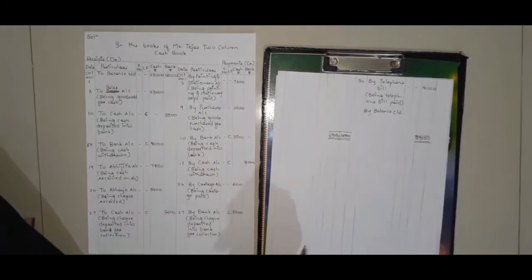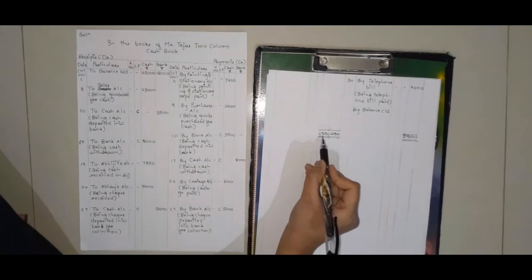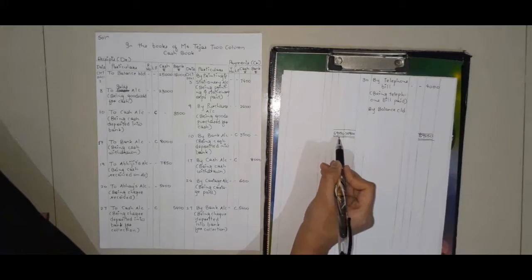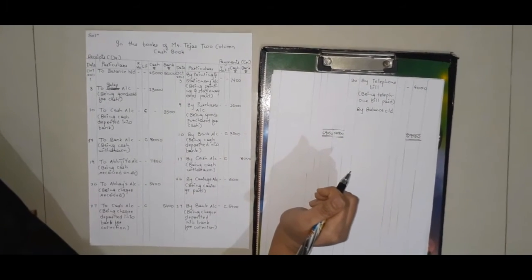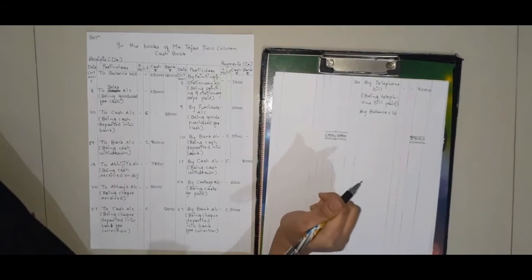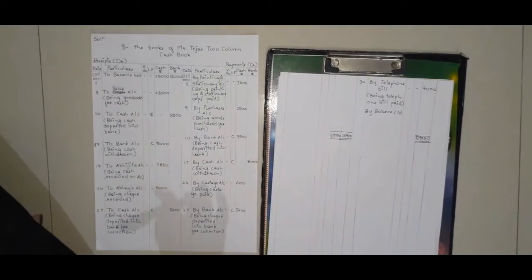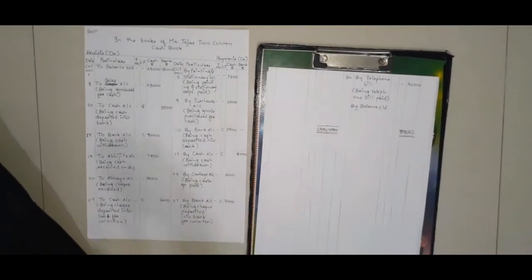69,250. So what you have to do is, you have to take this amount 69,250 minus 46,900. You have to subtract it. Whatever amount you will get, you have to write it over here in the cash column in the payment side. Now just do it.